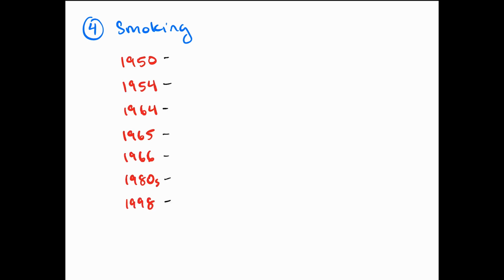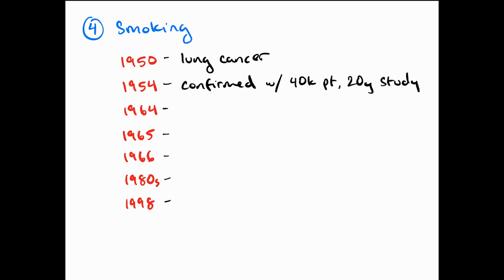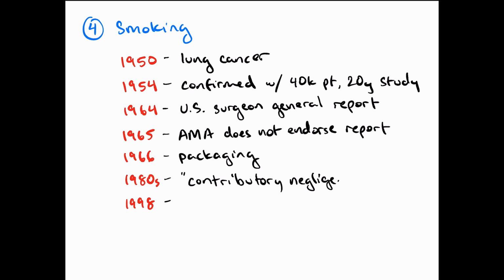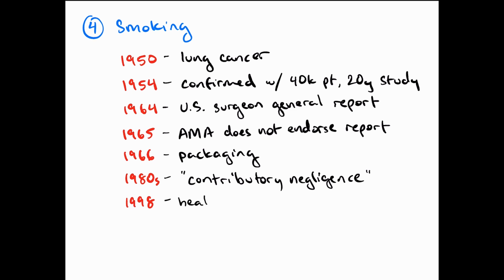If we look at the history of smoking, in 1950 we saw the first association between smoking and lung cancer, which was confirmed in 1954 with a 40,000 patient 20-year study. In 1964, the U.S. Surgeon General's report suggested this link as well, but the American Medical Association withheld endorsing this report after they got a $10 million gift from the tobacco industry. In 1966, we finally started seeing health warnings on cigarette packages, and in the 1980s, after a huge burden of respiratory disease and cancer, tobacco companies began to claim contributory negligence, which is basically saying, oh, the consumers should have known better. Finally, in 1998 is when health authorities no longer supported this position of the tobacco companies.